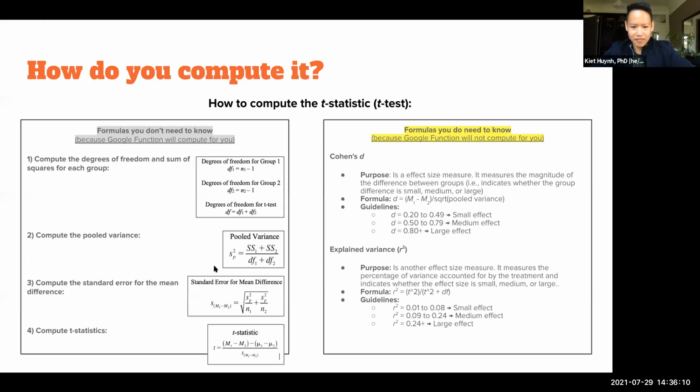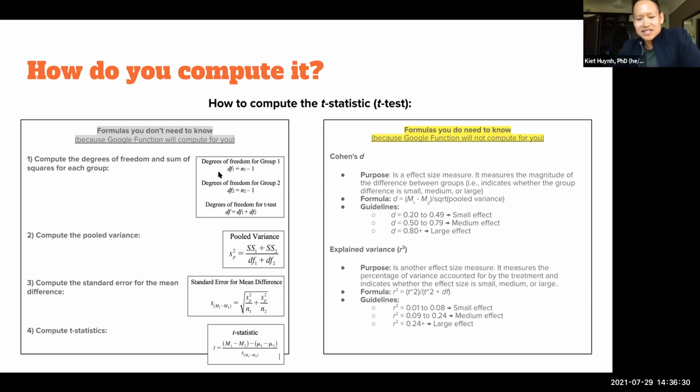And the t-statistic, the math is kind of complicated, so that's why I'm not going to have you do it. Because in practice, in the real world, if you ever run the t-test, you never need to do it by hand. So why would I need to make you do this if you don't need to do it in the real world? Okay, so first you compute the degrees of freedom and the sum of squares.